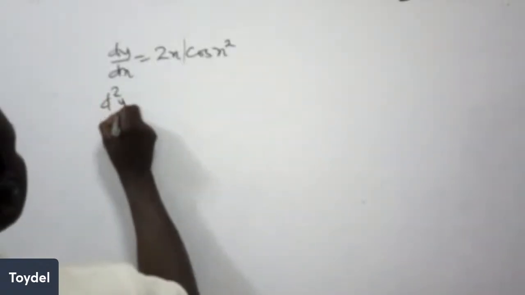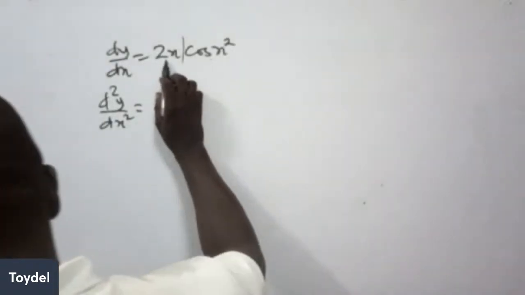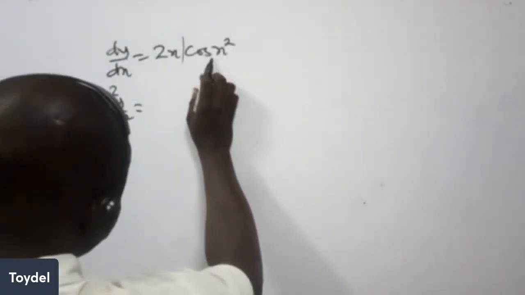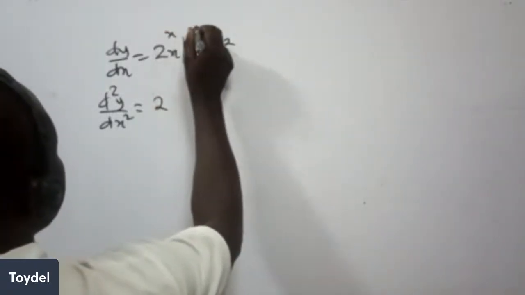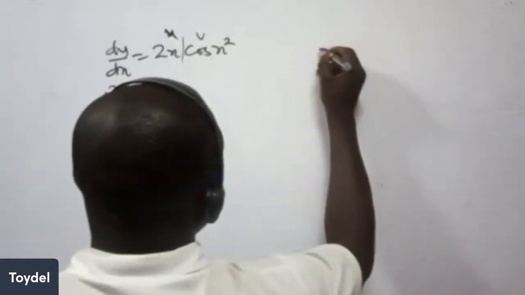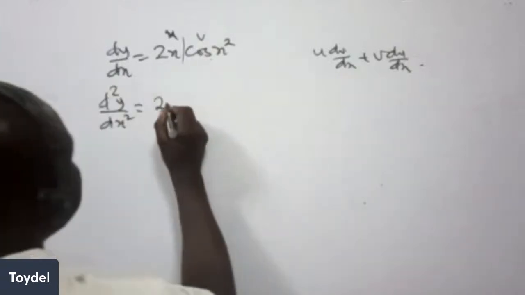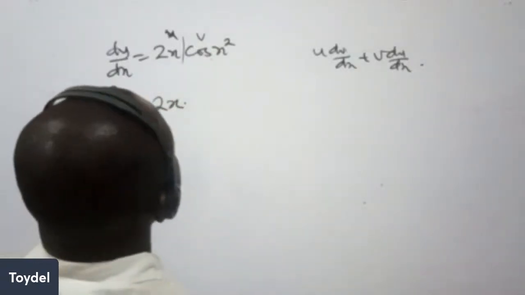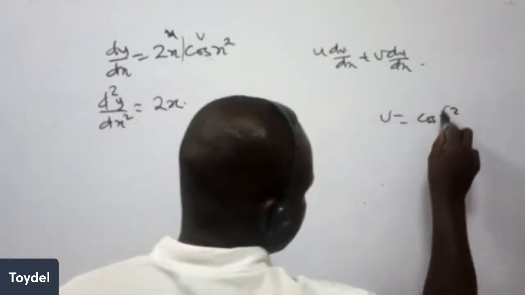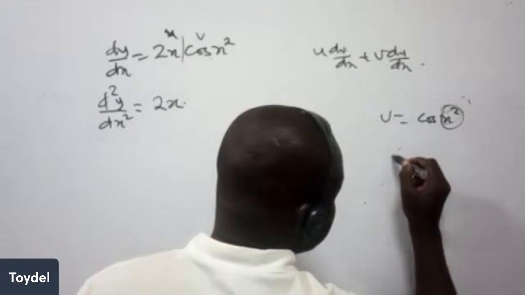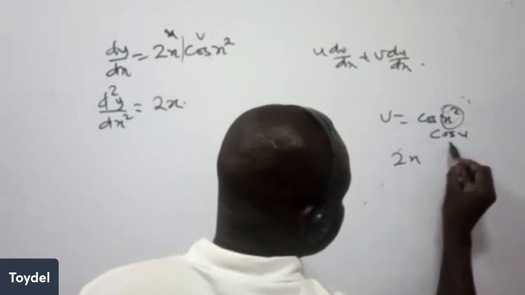Then d squared y over dx squared will now be, if I pick 2x as u, this is u, and this is v. Product formula: u dv/dx plus v du/dx. So in this case, when I pick u as 2x, multiplied by dv/dx, if v is equal to cos x squared, of course, I will represent this as something. When I take the derivative of this, I'm going to get 2x. Then this can be equal to cos u. When I have cos u, that will be a minus sign.